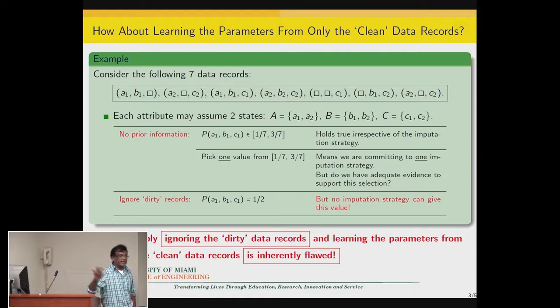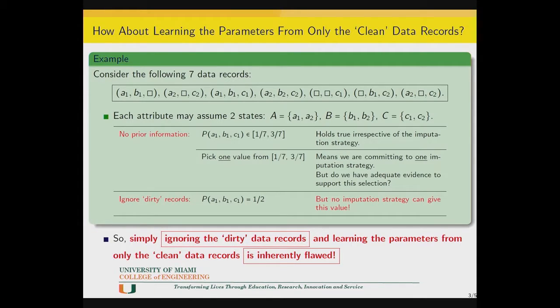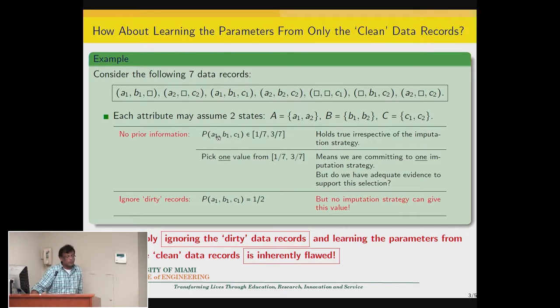So A can take A1 and A2, and B can take B1 and B2, and so forth. So if this is the set of 7 data records, and these squares indicate missing values, missing data that is not provided to you, from this you can estimate the probability of A1, B1, and C1 occurring. The problem is that you don't have these data, so you cannot figure out the exact probability. What you can get are upper and lower bounds.